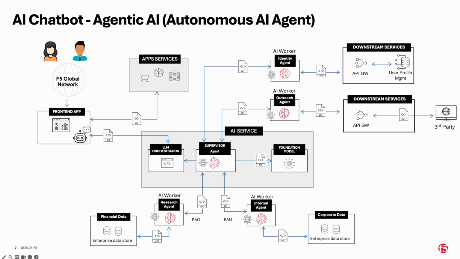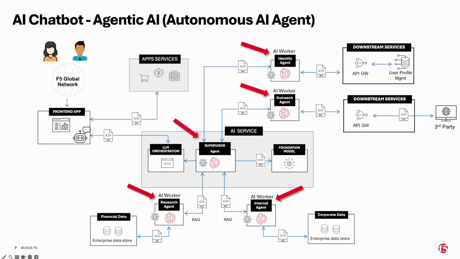This is how my Agentic AI chatbot looks for this demo. It has multiple specialized agents working together. A supervisor agent assigns tasks based on users' needs. A research agent analyzes financial data. An internal agent retrieves company information. An outreach agent gathers real-time data like stock prices. And an identity agent manages user information. These agents reason and collaborate to provide accurate, real-time, and action-driven responses, creating a smarter and more dynamic AI experience.